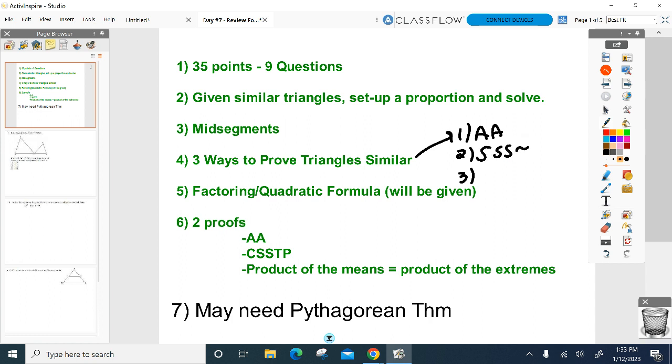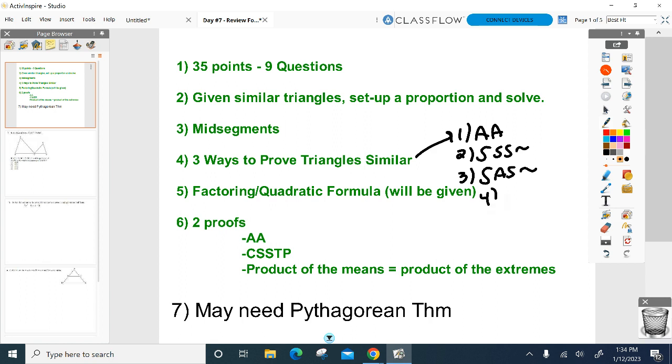side similarity, which means what? All 3 pairs are in proportion, in the same. Remember, if 2 of them are and the third aren't, no, you're gone. No. And then the other one, side angle side similarity. Again, the angle has to be in between, and the sides have to be in proportion.